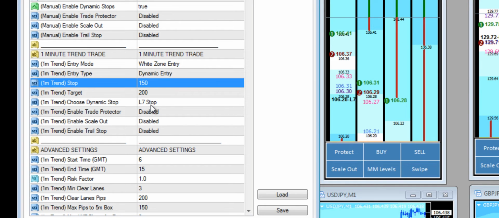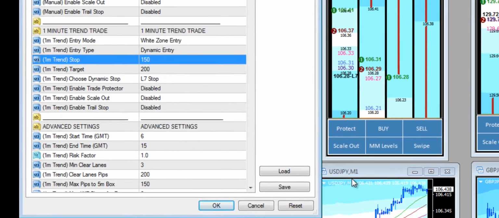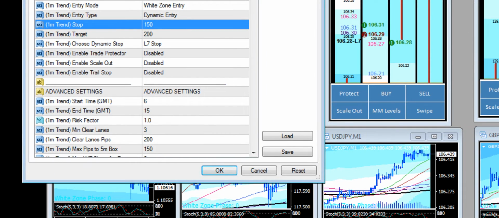It's just that if you use, like, an L7 stop, your stops are going to be large on a 1 minute trend. For example, look at this dollar yen. If you entered right here, look where that 1 minute L7 is. You're 30 pips lower at least. So if you put 100 here and you put an L7 stop, you're probably going to have about a 30 pip stop. Now, the longer the trade stays there, actually your stop will tighten because all the levels converge towards the price. You have to find your trading style.